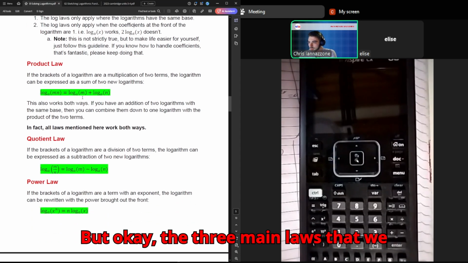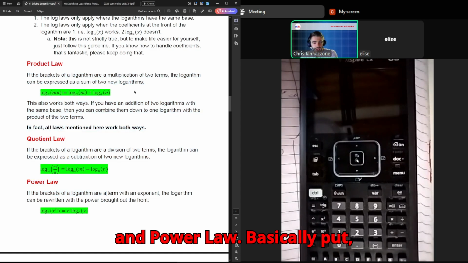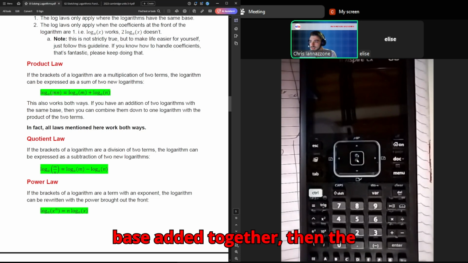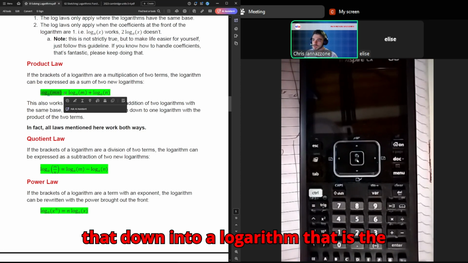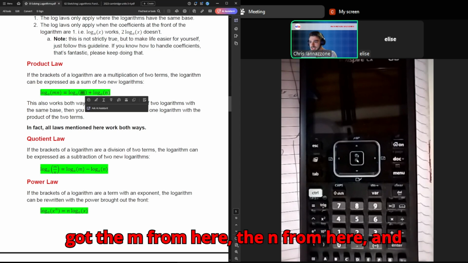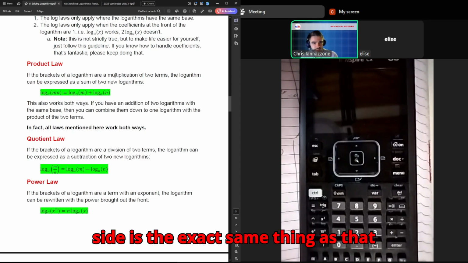But okay, the three main laws that we cover are the product law, quotient law, and power law. Basically put, if you have two logarithms with the same base added together, then you could combine that down into a logarithm that is the product of those two terms. So you got the m from here, the n from here, and you just multiply the two. This left-hand side is the exact same thing as that right-hand side.